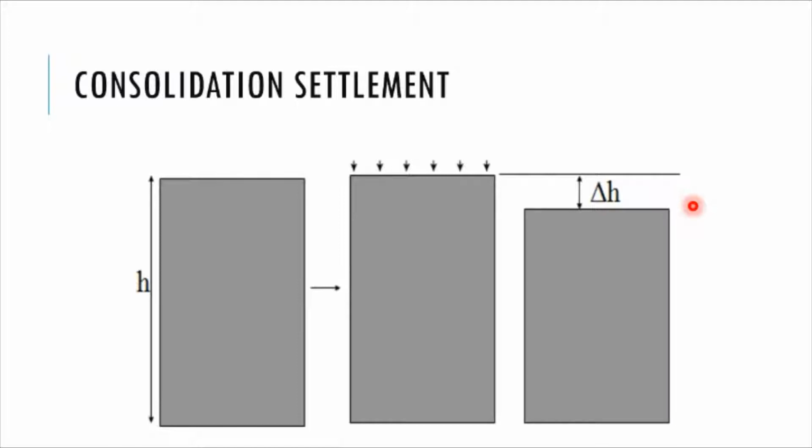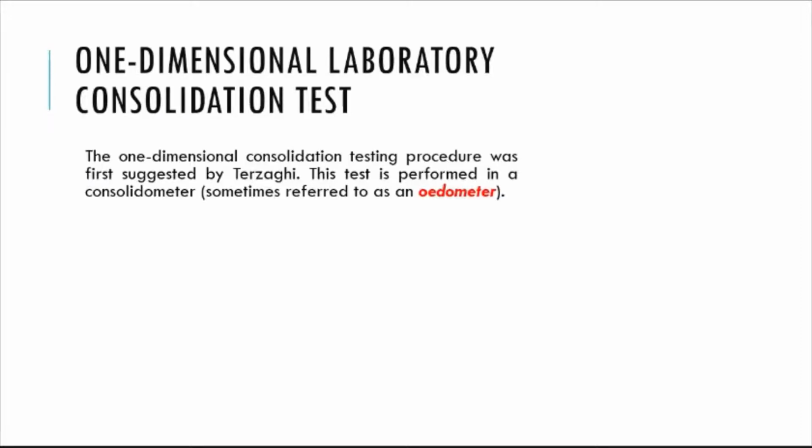So it is a very long process. It takes years for consolidation settlement to occur, but compaction is just days, or it could be months, but no, just days. So compaction is very much done in order for us to avoid settlement of the soil. In the laboratory, we have what we call the one-dimensional laboratory consolidation test, and it is used in order to determine the consolidation of a certain soil sample.